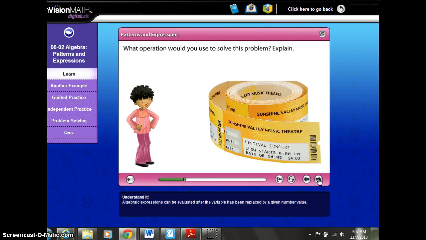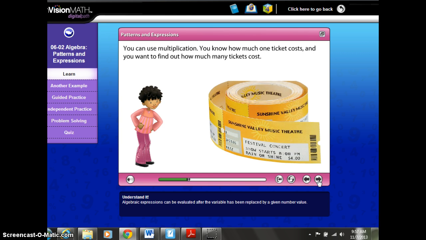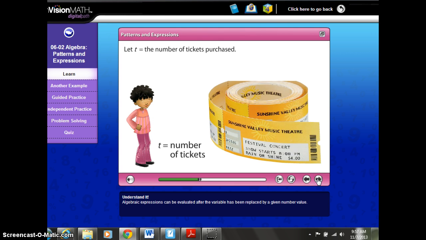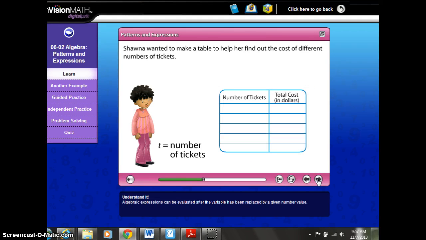So, what operation are we going to use? Well, we will use algebra. You're right. We can use multiplication. So, if we know how much one ticket costs, we can find out how many tickets will cost depending on how many friends she has. So, we can take that $4 and we can use the letter T for the amount of friends that we don't know are coming. So she makes a table.